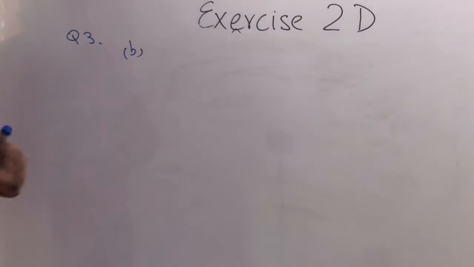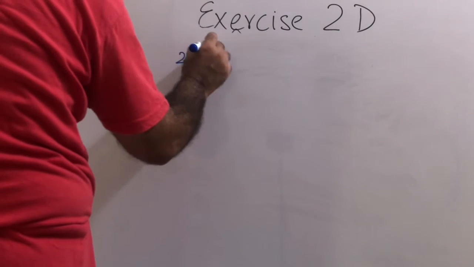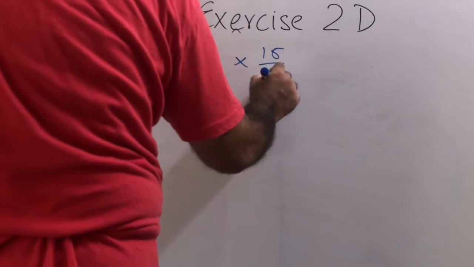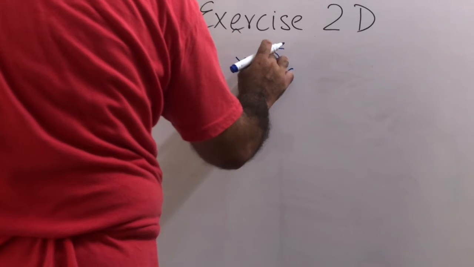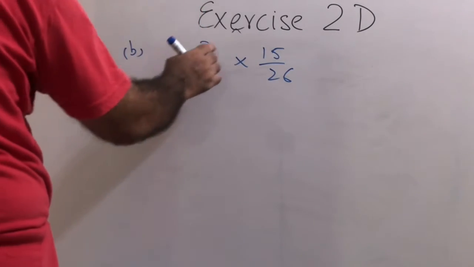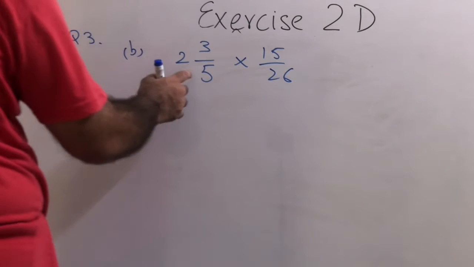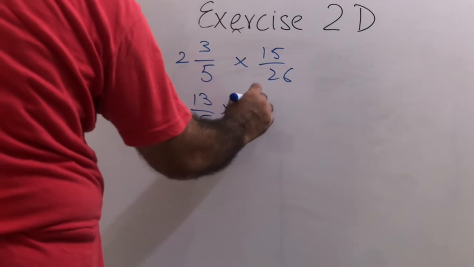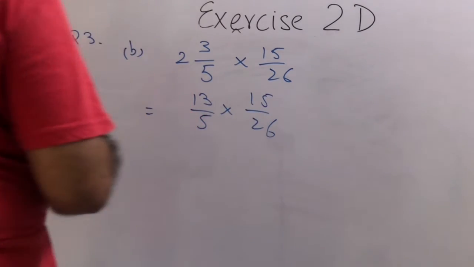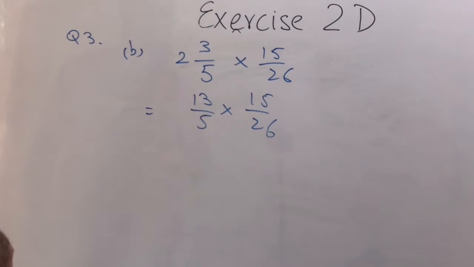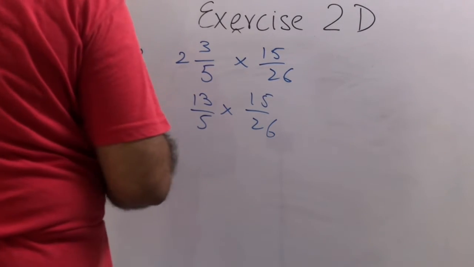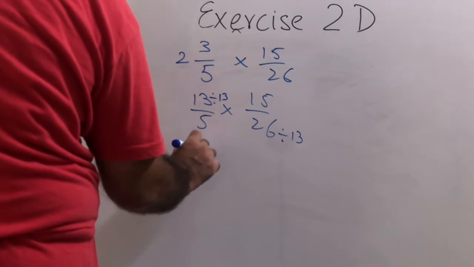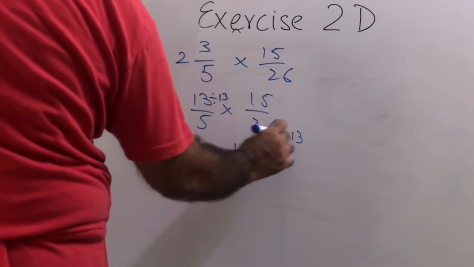Part B says 2 whole number 3 over 5 into 15 over 26. First we need to bring it to the improper fraction form. 5 multiplied by 2 is 10, plus 3, 13 over 5 multiplied by 15 over 26. This is a question of multiplication of fractions. Now this is a numerator, this is a denominator. We will try to simplify, divide this with 13, divide this with 13. We get 1 over 5 into 26 divided by 13 is 2.